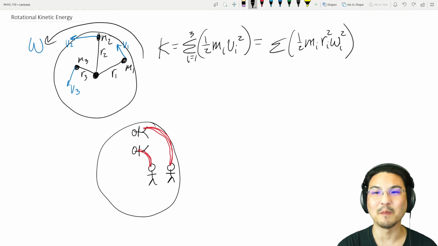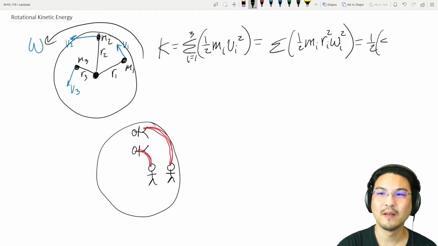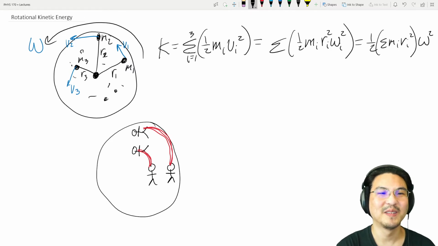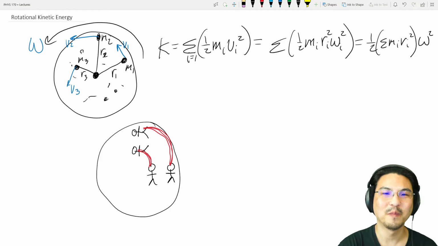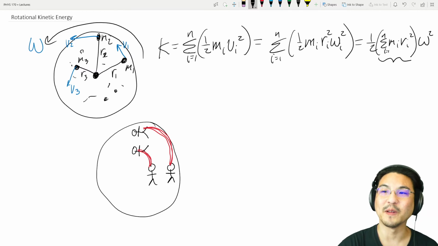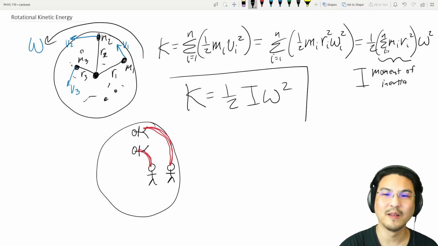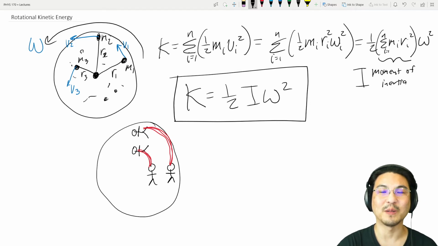So we can take that out of the sum. We could have pulled that half out of the sum as well. Omega, so this is the same. I can take it out of the sum. And let's say we consider every single molecule in this disk, or let's say n of them, n masses, like this, for n objects. This quantity is called the moment of inertia. So we just call that letter I. So let me rewrite this. Kinetic energy is 1/2 I omega squared. This is kinetic energy for an object that's rotating.